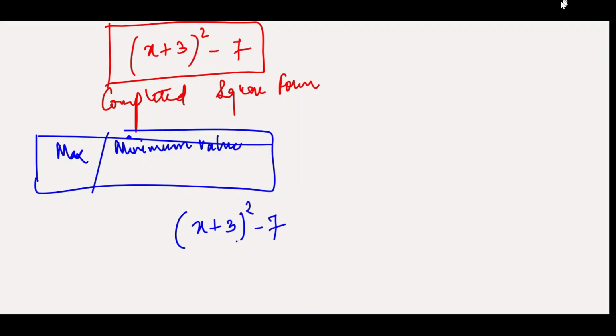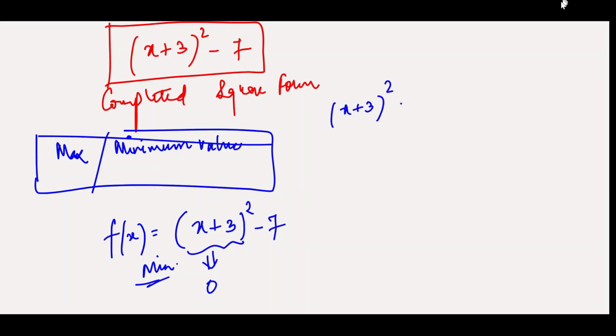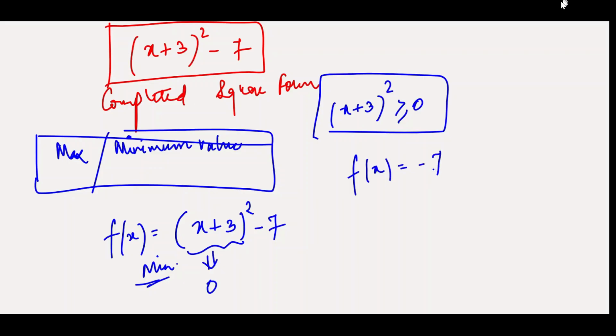Can we find the minimum value, the smallest value, of this whole expression? Yes, we can. How? For this expression to be the minimum, this term needs to be 0, right? So (x plus 3) whole squared is greater than or equal to 0. For finding the minimum value, this term should equal 0. So what is the minimum value when we substitute 0 here? The minimum value of this function will be negative 7.